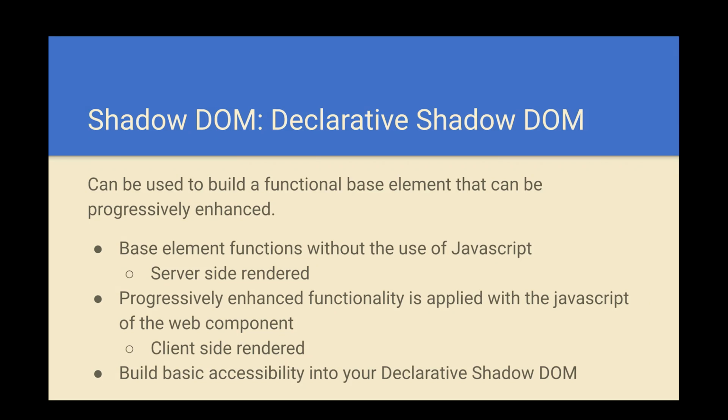The progressive enhancement and the construction of web components with JavaScript is client-side rendered, so that's going to take place in the browser. So when you build this base element, build your basic accessibility into your declarative shadow DOM. Now, what do I mean when I say that? When I say your basic accessibility, what does that mean to you?